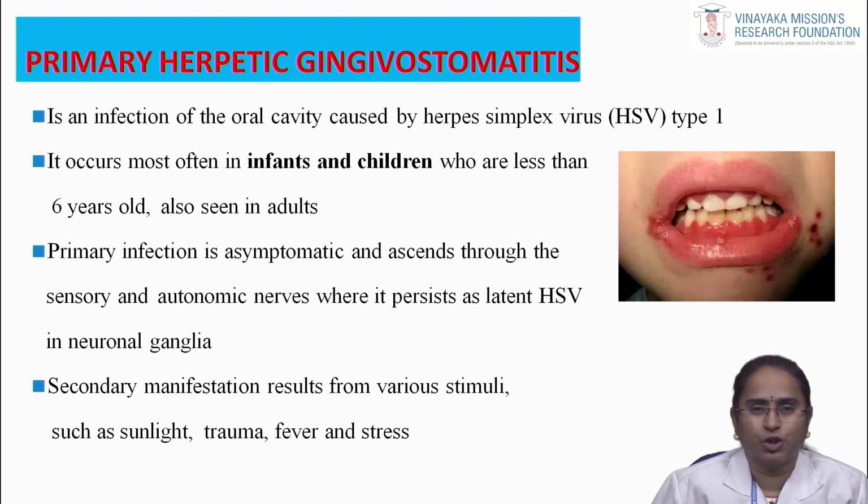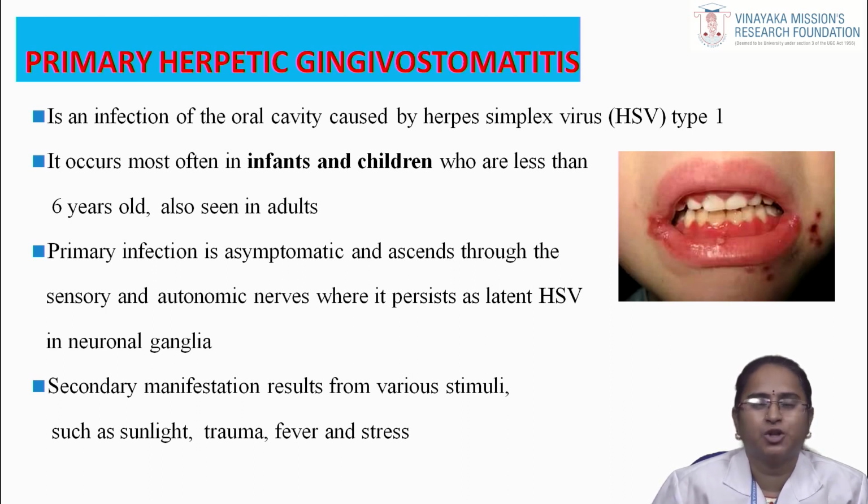And coming to the next condition called primary herpetic gingivostomatitis. It is an infection of the oral cavity caused by herpes simplex virus. This can be of two types, herpes simplex virus type 1 and herpes simplex virus type 2. The one which causes the oral lesions is HSV1, and HSV2 usually causes genital lesions. It predominantly occurs in children less than 6 years of age, and it can also be reported in elderly patients, and usually the primary infection is asymptomatic.